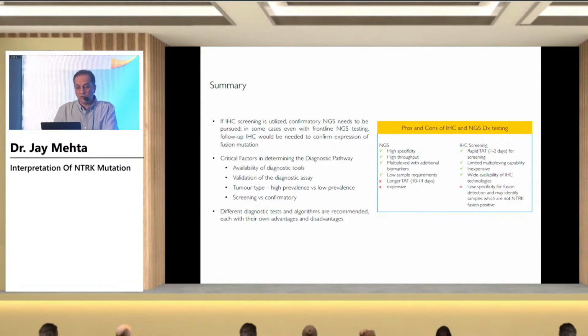You can do it in a couple of days. Although there's no chance of multiplexing with IHC because it's a specific pan-NTRK IHC. It's inexpensive, easily available. The issue is the low specificity, and it may identify samples which are not really NTRK because it will identify the wild-type protein, and the specificity is limited.